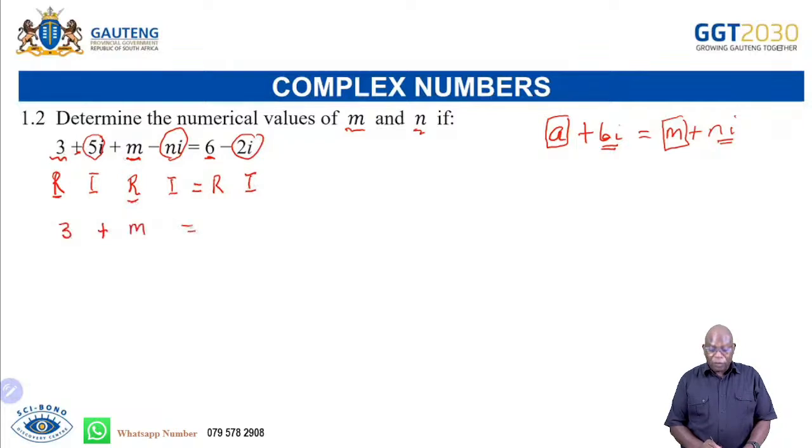On the other side of the equal sign, which one is going to be the real part? It's going to be 6. So I'll have a 6 here. So in this case, now it's much easier for me to solve the other part.